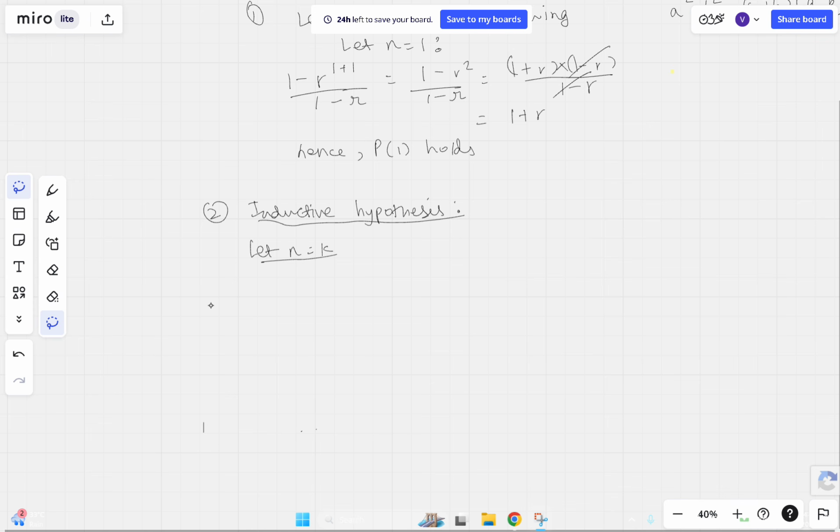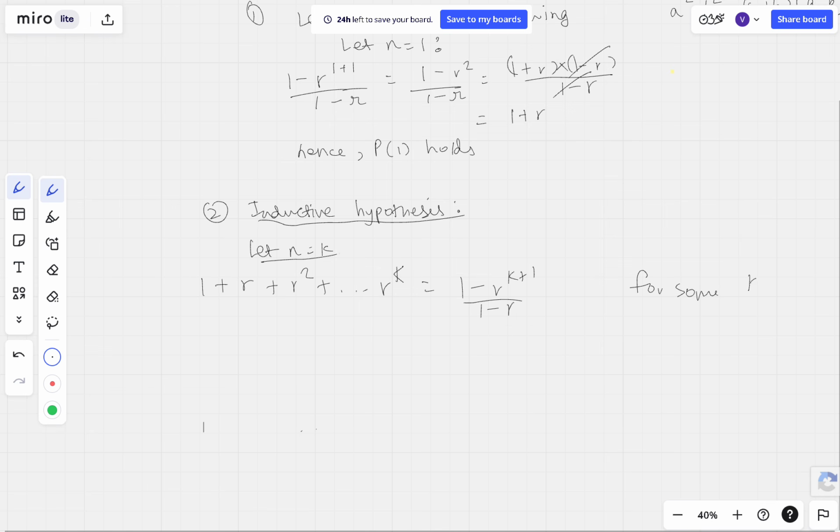Okay guys, so now we're going to set n equal to k. So we're going to just do this: 1 plus r plus r squared, then it goes all the way up to r to the power k, and it's going to be 1 minus r to the power k plus 1, divided by 1 minus r. This will be for some k greater than or equal to 1.